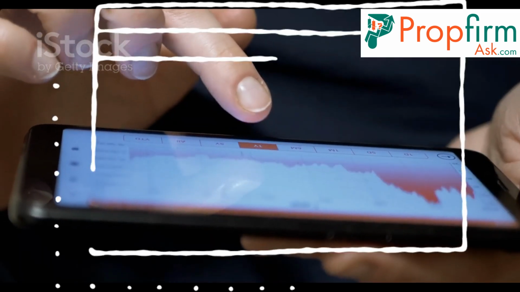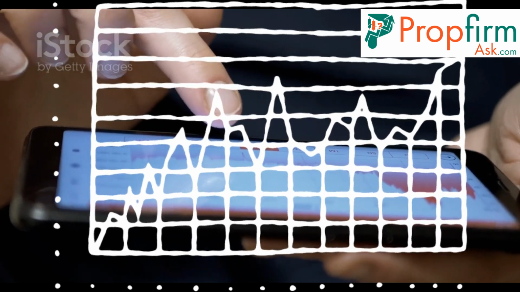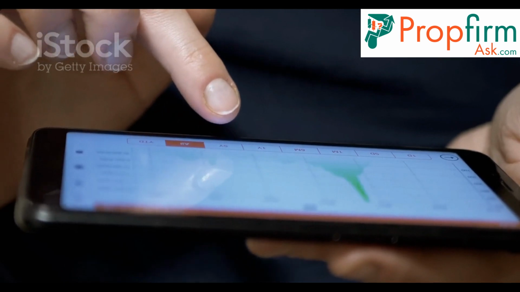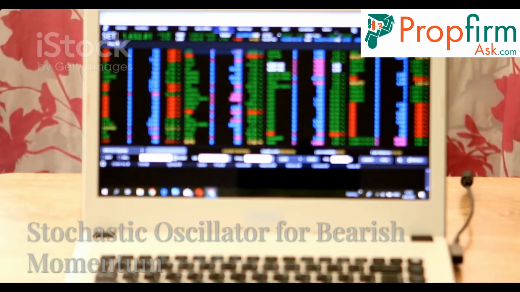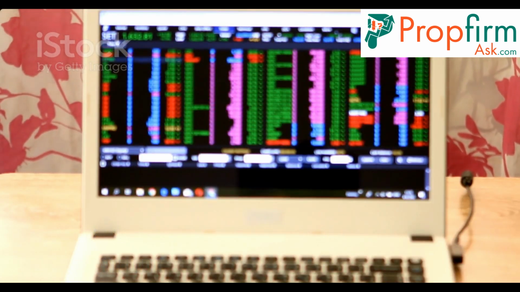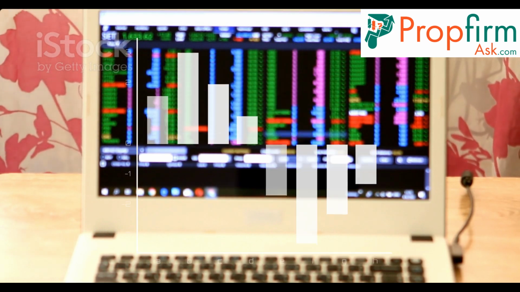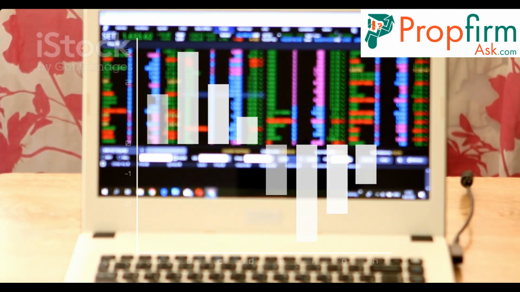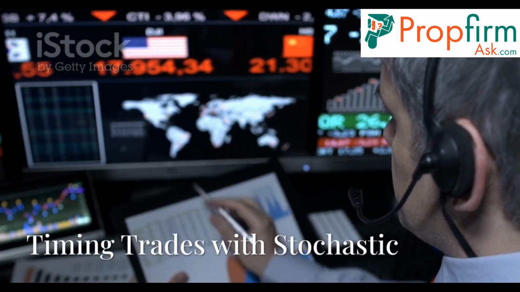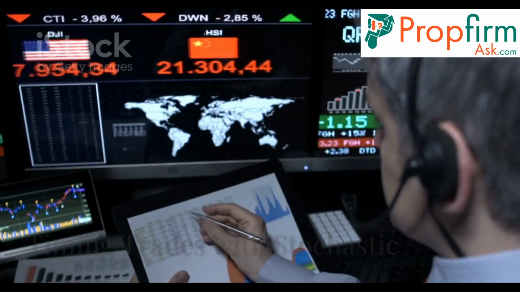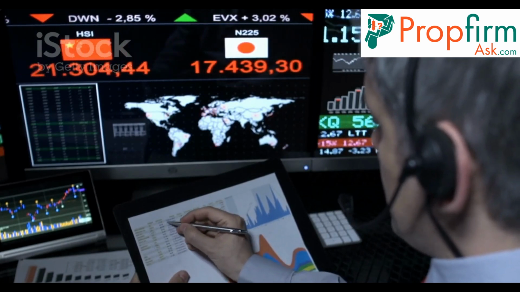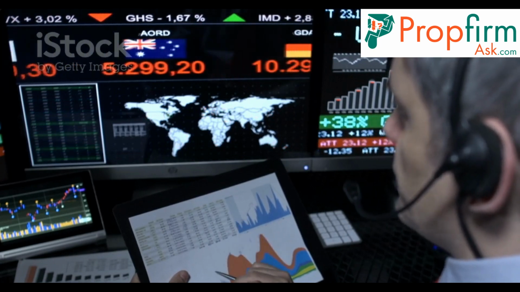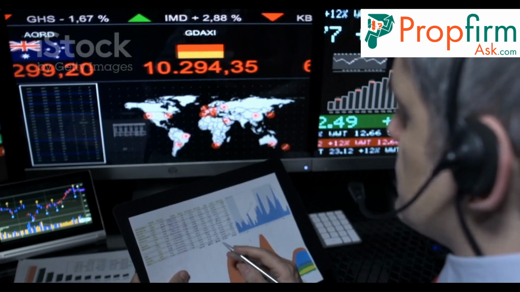Here's how it helps. When stochastic is below 20 and starting to curve upward, it signals bullish momentum, great for long entries. When stochastic is above 80 and starting to curve downward, it indicates potential bearish momentum, ideal for short entries. The oscillator is key for timing your trades. Pivot points give you structure and stochastic gives you momentum confirmation.